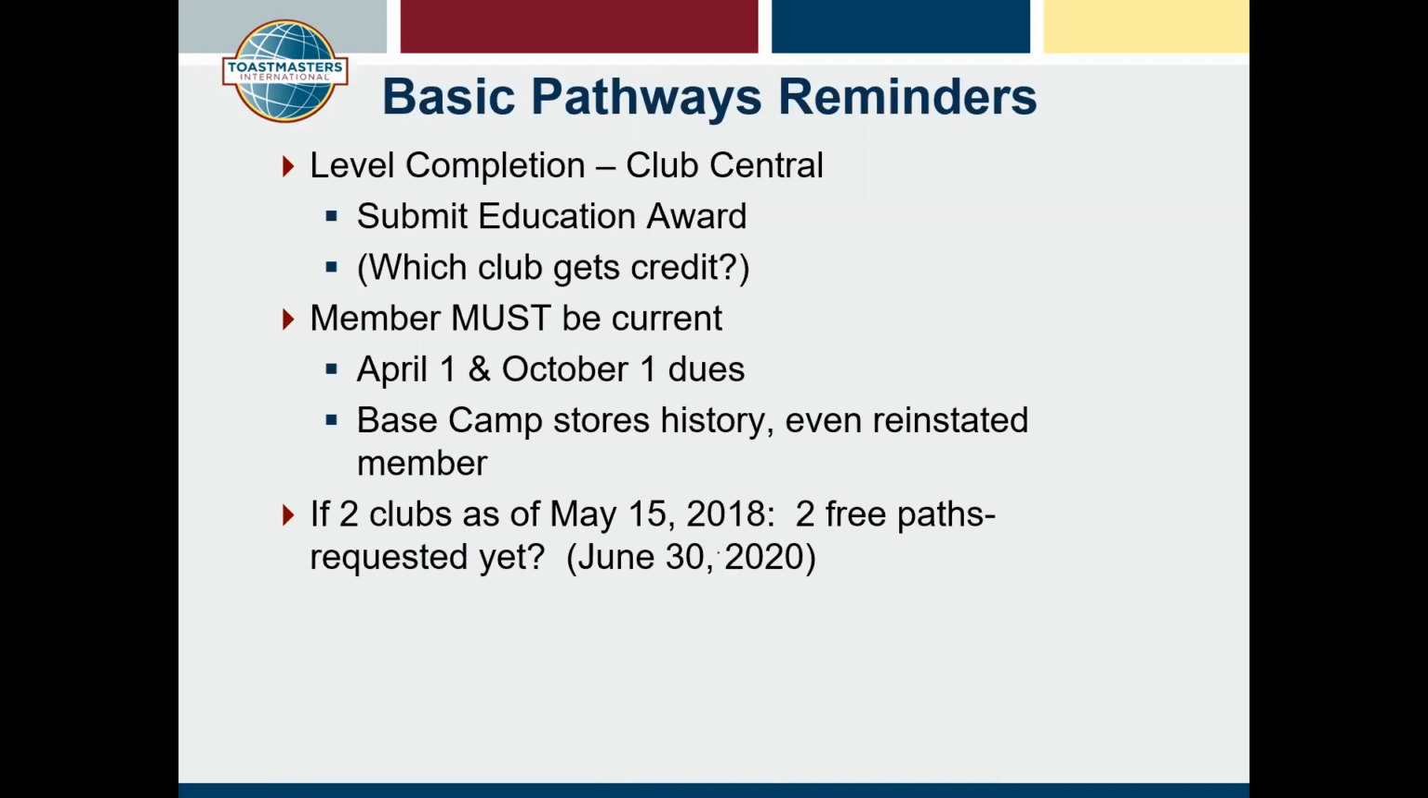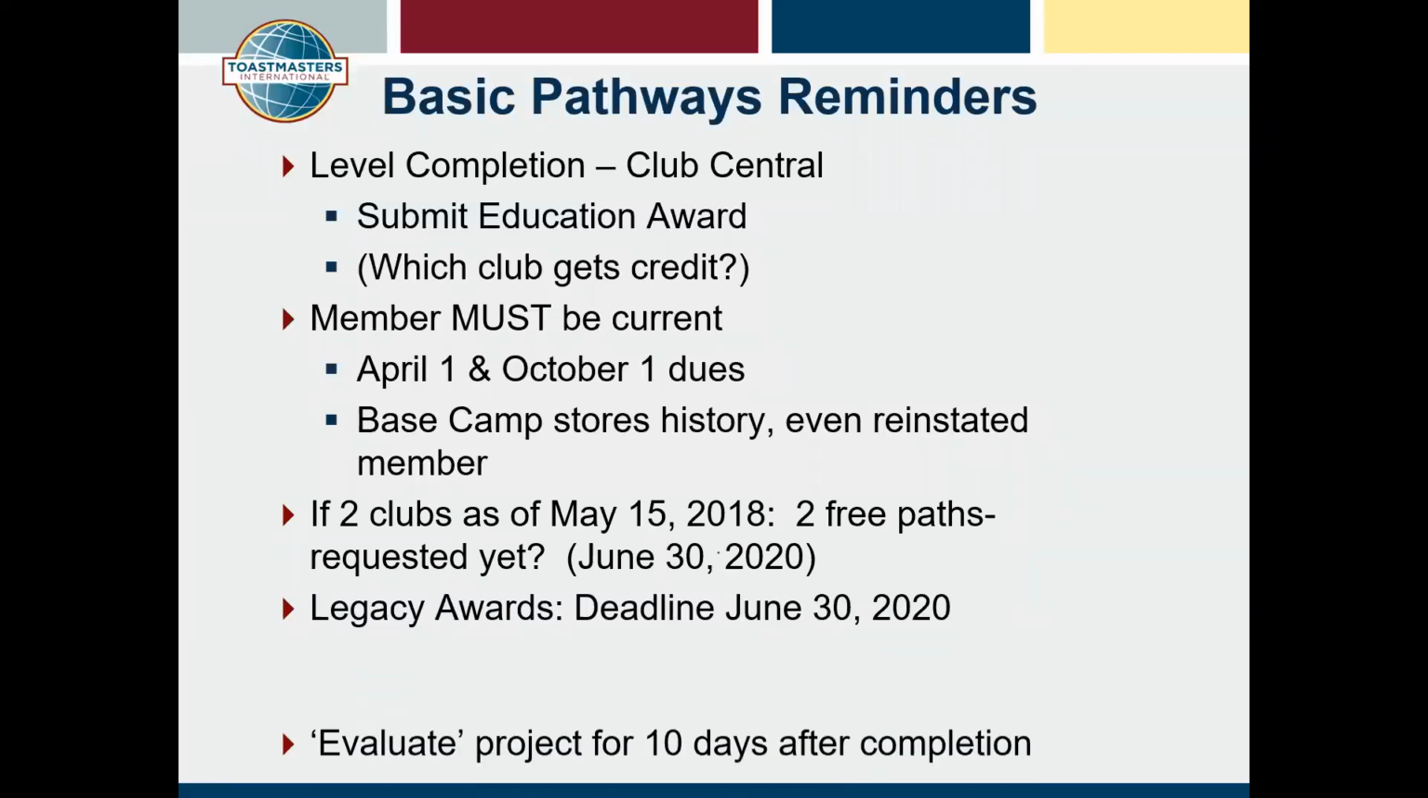If you had 2 clubs when Basecamp launched in our district, which was May 15th, 2018, you get 2 free paths. Your first one is selected automatically. The second one you have to send in an email request. If you're in that situation, hopefully you've already picked your second club, your second path, and you have until this June to do it. Also, of course, this June is the Legacy Award deadline.